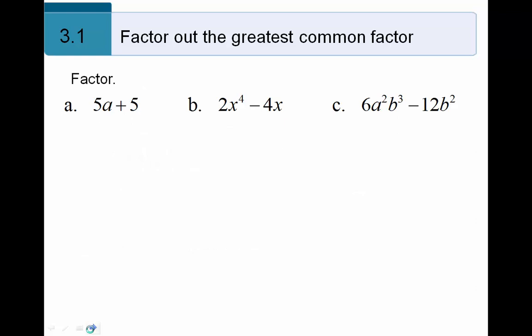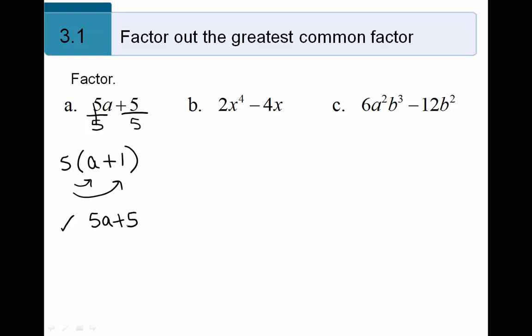So let's factor these. 5a plus 5. Well, the first thing we're going to do is, what is the greatest common factor of those two terms? And that would just be 5, because there's no a with the other 5. So there's my GCF, 5. And then I'm going to divide each term of this polynomial by 5 to find my missing factor. 5a divided by 5 is a, plus 5 divided by 5 is 1. And notice if we checked it, 5 times a is 5a, and 5 times 1 is positive 5, which is what we started with. Okay?